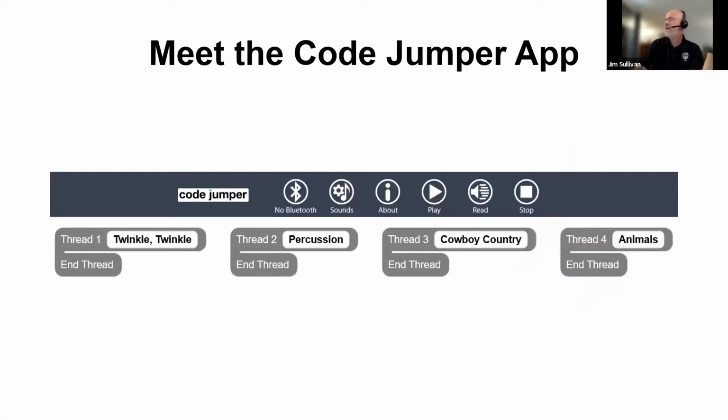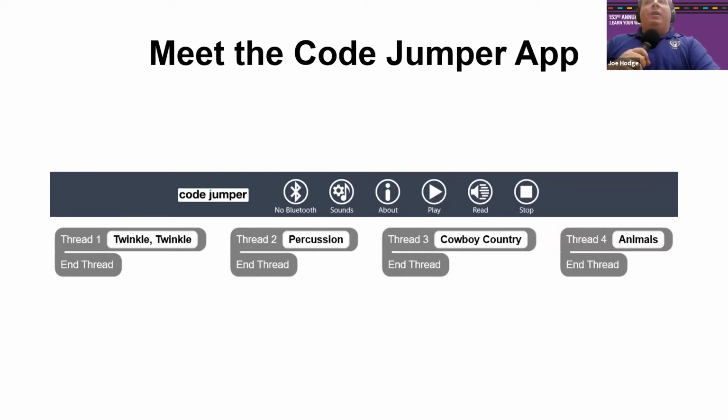So Joe, we've got the screenshot here of the Meet the Code Jumper app. Do you want to go ahead and take a moment to talk about that app? Yep. So the screenshot you're seeing is actually from our Windows app. We do have a Windows app, and now we have an Android and Chromebook application. You can run this on Android devices and Chromebooks as well as Windows.